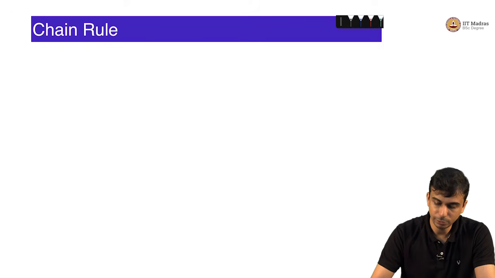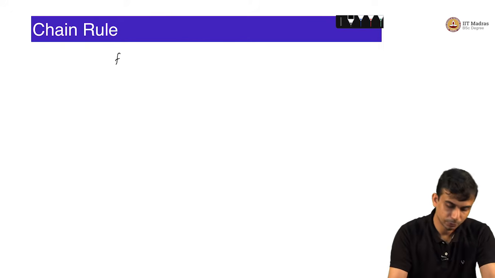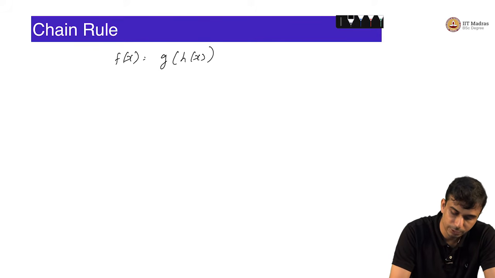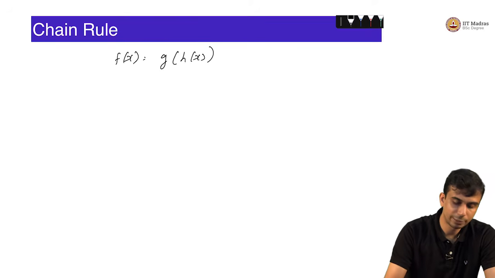Similarly, you can do the same thing for the chain rule also. Let us say f of x is equal to g of h of x. Let us say you want f dash of 0.